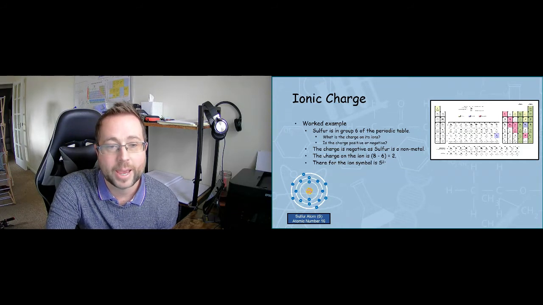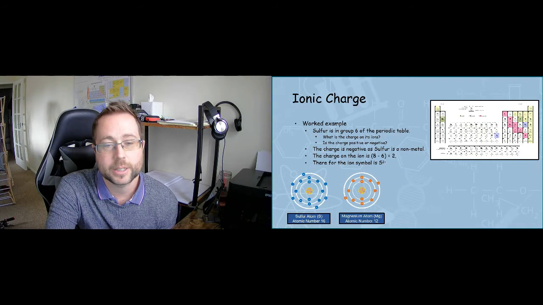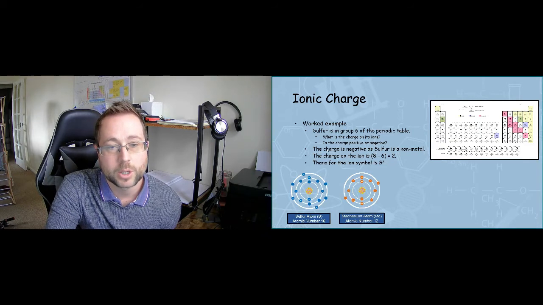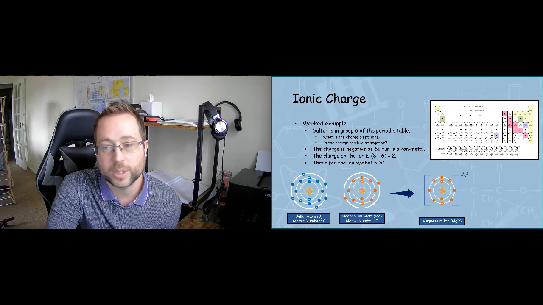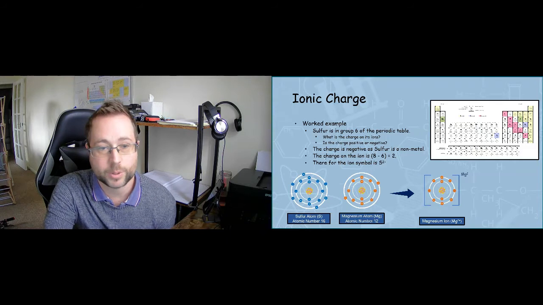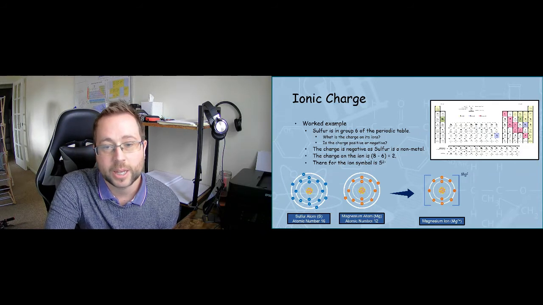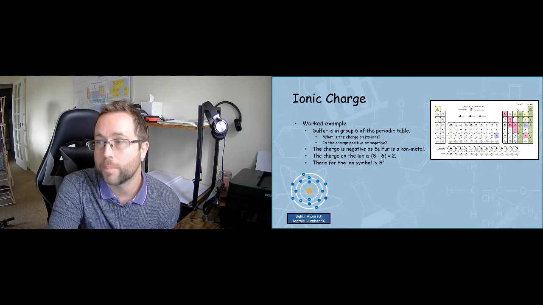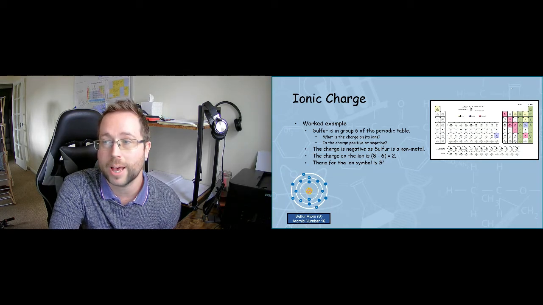And we're going to see what happens when sulfur reacts with magnesium. Okay, so the charge that is created is going to be negative. The charge on the ion is 8 minus 6, which equals 2. So if we quickly go back, we are comparing sulfur's position in group 6 to group 8, which has a full electron outer shell.